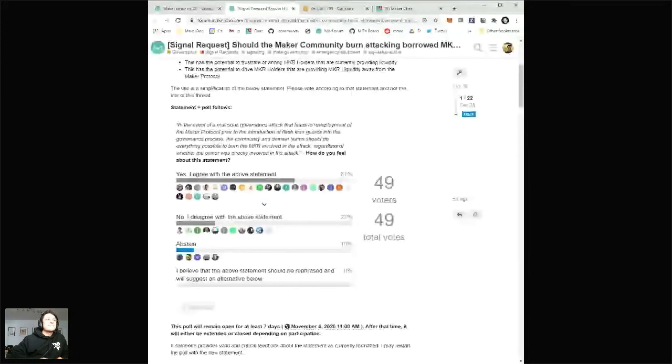But you can't have your cake and eat it too. If you're lending out your MKR, you are lending out your vote. And that's the whole point of MKR. MKR is a governance token. It does have value for that reason, that it has power. People can actually affect change with it. And so with holding MKR comes great responsibility.